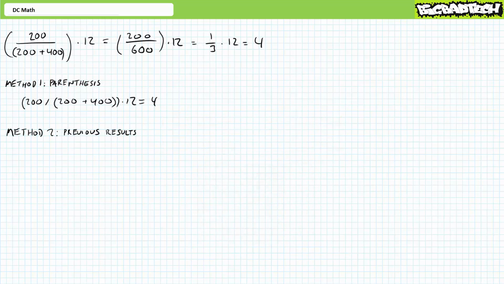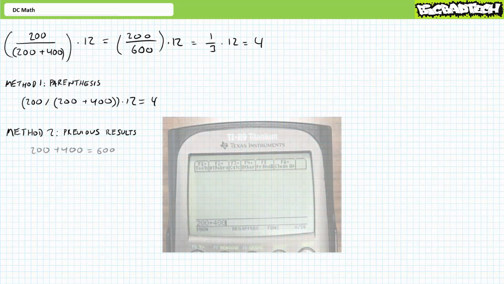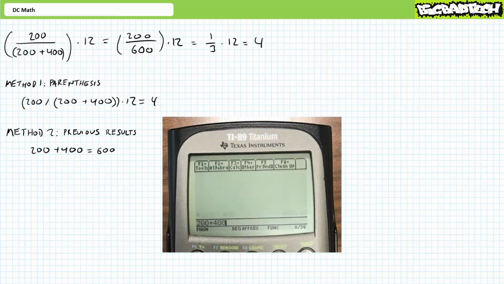Method 2, use previous results. Sometimes it's impractical to write a large expression in one line using parentheses, and instead of feeding the calculator the whole expression at once, feed it a little bit at a time. Consider the original expression. The way it's written, we need to resolve the addition operation in the denominator first. 200 plus 400, press enter. The calculator returns 600 as we might expect. Now we need to divide 200 by 600. 200 divided by, don't you dare retype 600.